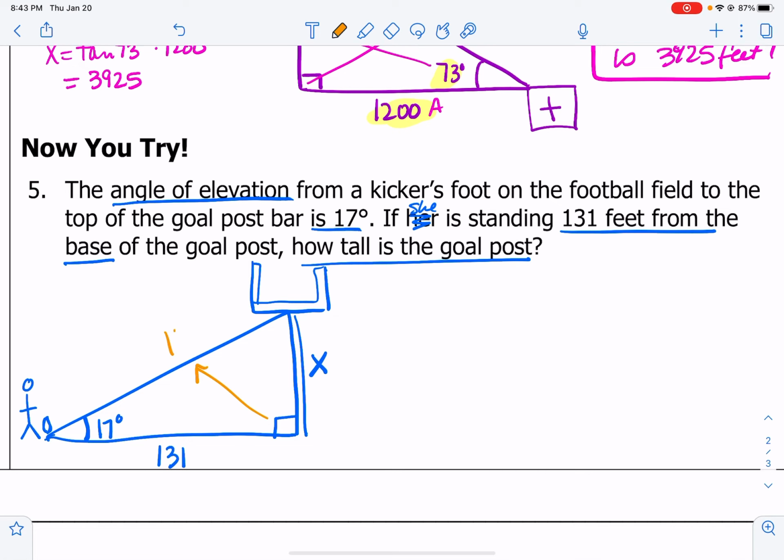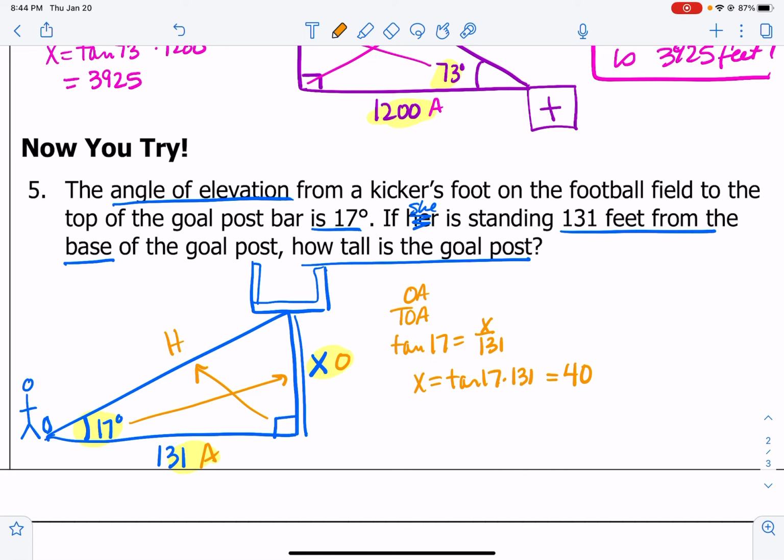So here's my hypotenuse. Here's my opposite. This is adjacent. So we're working with opposite and adjacent and my angle. So I have O and A. That's TOA. Tangent 17 equals X over 131. X equals tangent 17 times 131, which is 40. What's 40? That better be how tall the goalpost is.